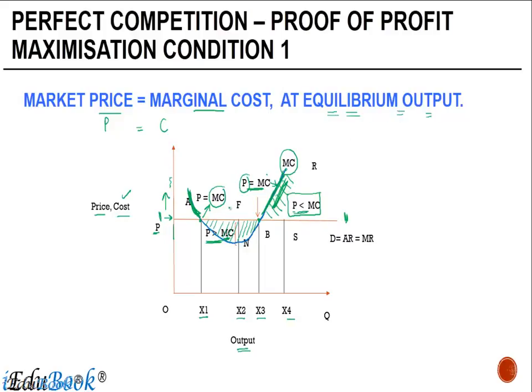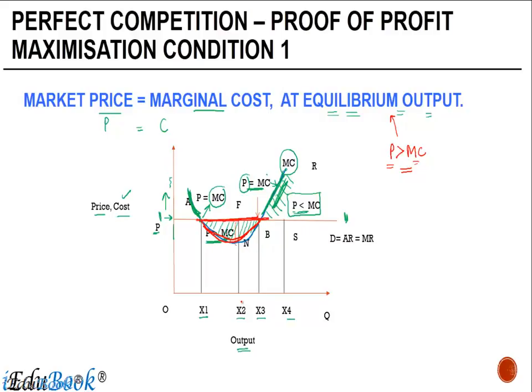output is achieved. So let us first look at whether, when the price is greater than marginal cost, the producer will be in equilibrium. Now if you notice, where is the price greater than marginal cost? The marginal cost curve, as long as it stays below this particular line, below the price, the price is always greater than the marginal cost for this particular area.